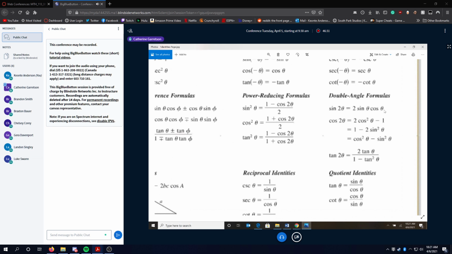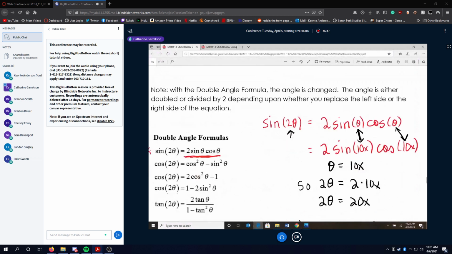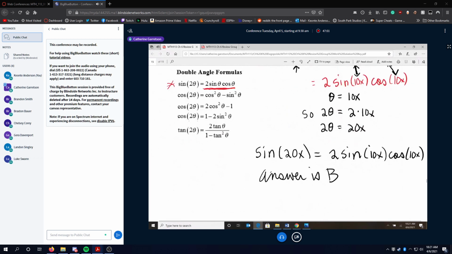Well, we are starting with this. So we're going to replace it with a single sine, but we take our angle and we have to say times 2. Okay, so it says replace the 10x and the 10x with 2 times the 10x. And so our answer is going to be the sine of 20x. Any questions on that one?